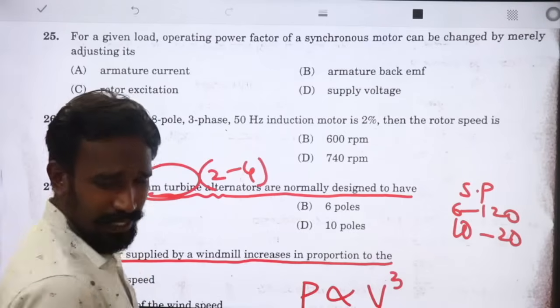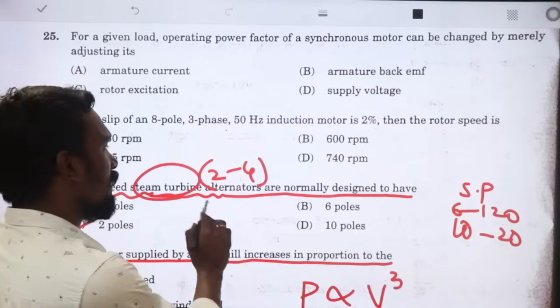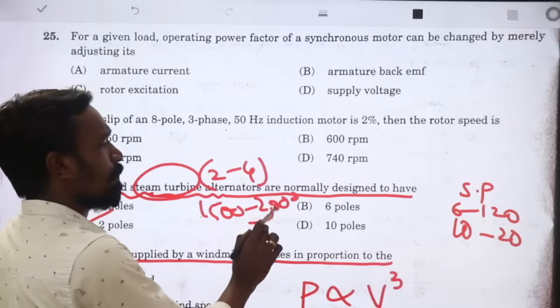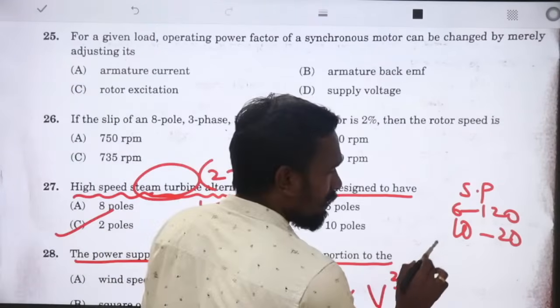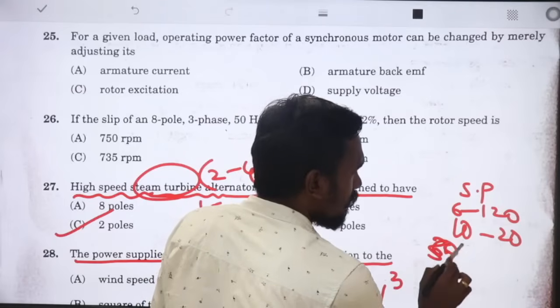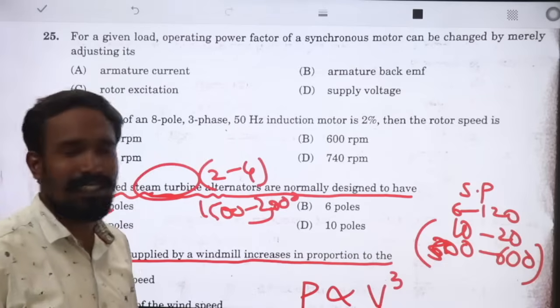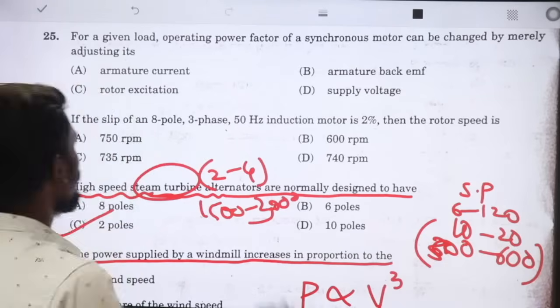Very good. 2000 says, what is the speed if they asked you? 1500 to 3000 RPM. But here the speed range is 300 to 600 RPM. Right, sir. Very good, sir.